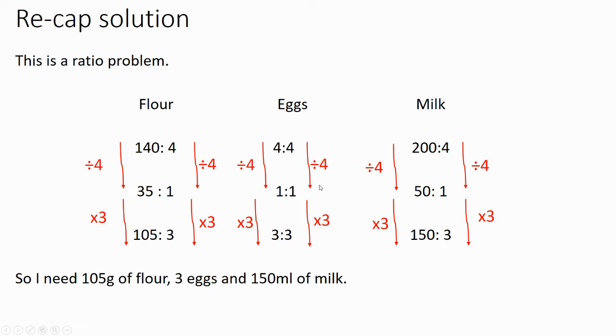I can do the same for eggs. Divide both sides by 4, 1 egg, 1 person. And for milk, 200 divided by 4 is 50, so 50 mils of milk per person. Now I know how much I need for 1 person, I can multiply that value to tell me how much I need for 3 people. So 35 times 3 is 105.